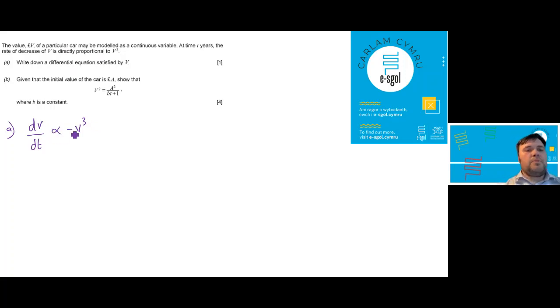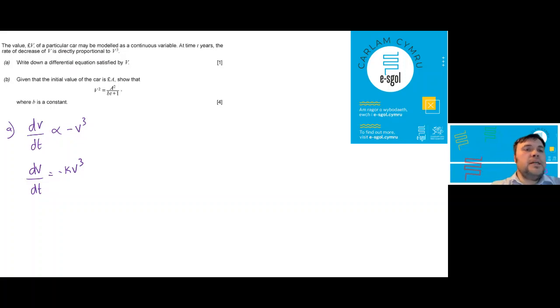Hopefully you can remember this symbol, alpha, for proportional. If it was inversely proportional, then it would be alpha 1 over, and then it'd be minus V cubed. The next step would be to replace alpha with k. So we have dV by dt equals minus kV cubed, which is our differential equation.